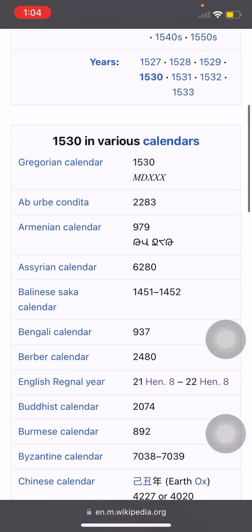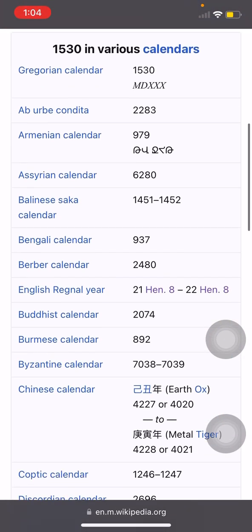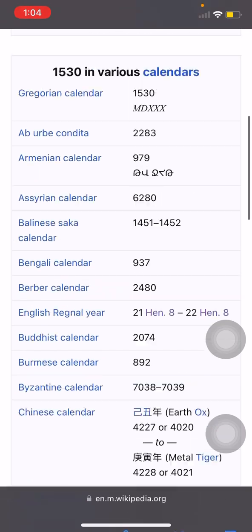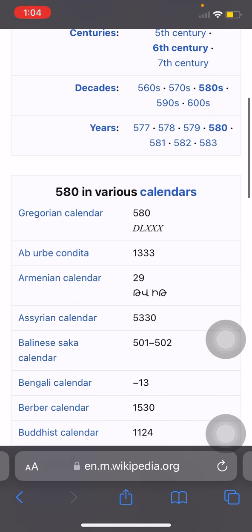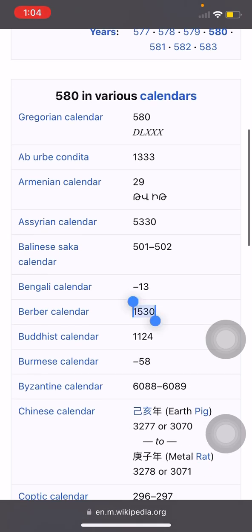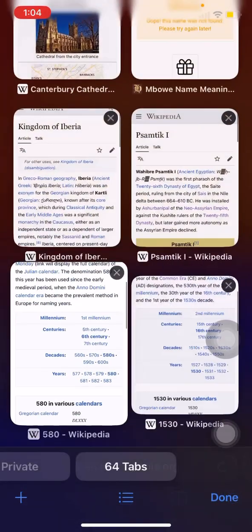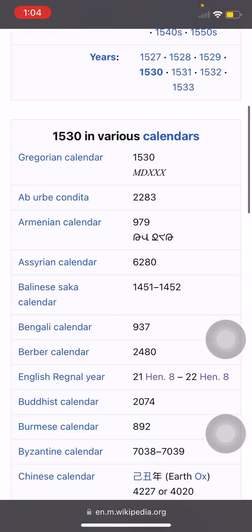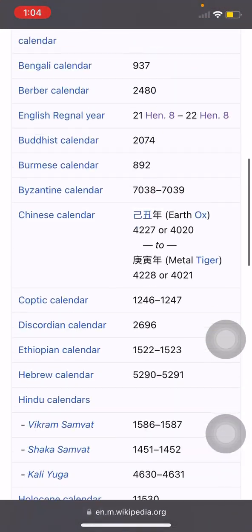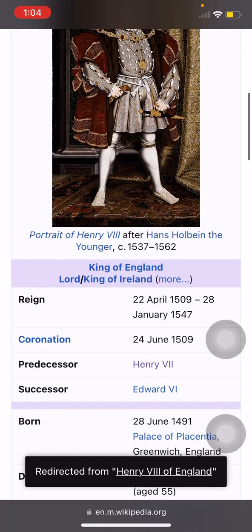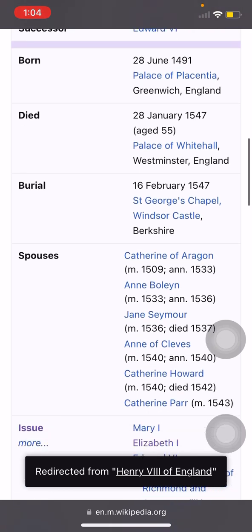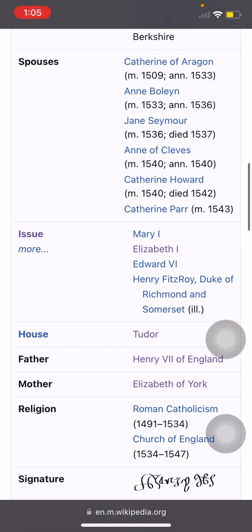Take us to, see, 1530, boom, Henry VIII. But we also know that there ain't no 1580 BC, but we know that they're talking about the English calendar. And to understand that, you got to go back to William the Conqueror. But I don't want to get y'all confused. So anyway, we left him for this 1530 AD, and it takes us to Henry VIII. Let's go to him. You see, King of England, Lord King of Ireland, the House of Tudor.